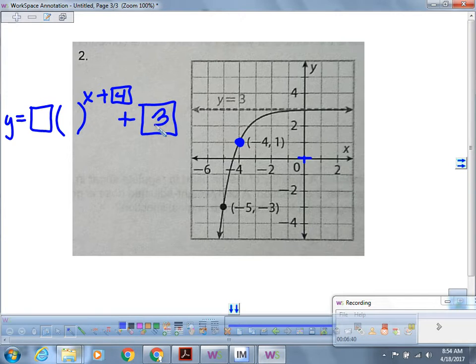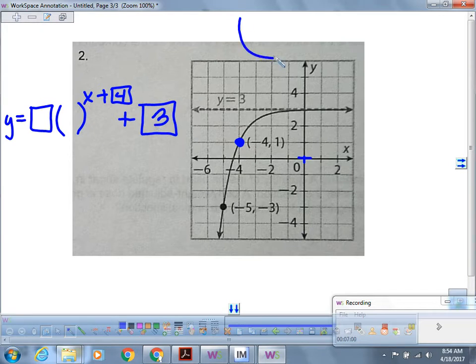It is touching on negative 4. You're looking at the point. Okay? All right. Now, there's a couple other things going on. If I reflected this over the x-axis, would it be growth or decay? It would be decay, right?